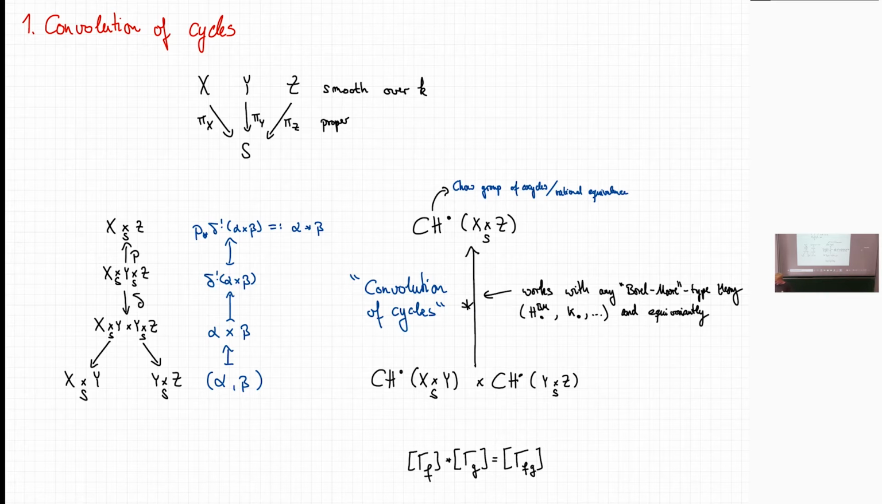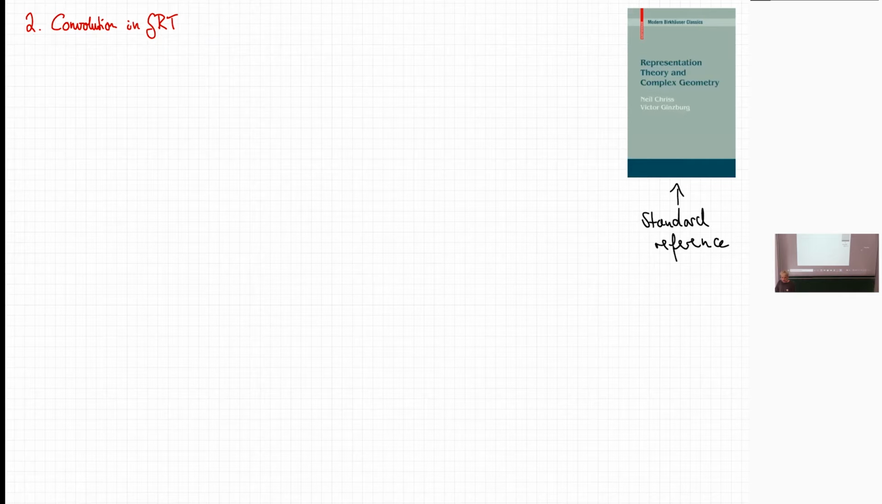Okay, good. So now, how does convolution appear in geometric representation theory? There's this book that probably everyone who does geometric representation theory has, the Chriss-Ginzburg book on representation theory and complex geometry. And here they do lots of convolution, let's say. And let me give an example of what you could do.